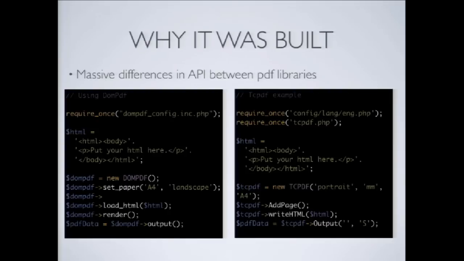Why it is built: if you see, these two examples have the exact same result, a simple HTML page that renders out a PDF document. On the left you have DOM.pdf, and on the right you have TC.pdf. As you can see at the bottom, there are a lot of different API calls. They all have completely different ways of specifying the page size and orientation, and that's very hard if you want to migrate from one to the other. You have to completely change all your code, and that's a bit of a pain.